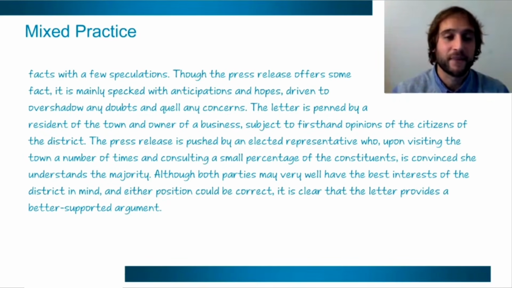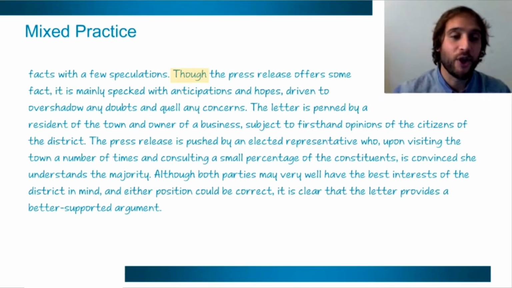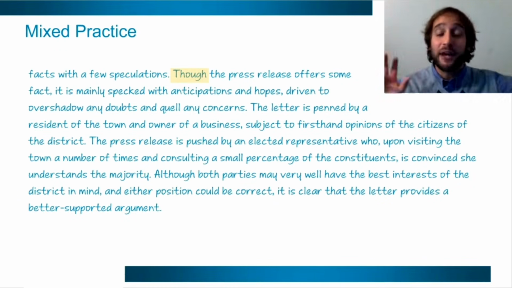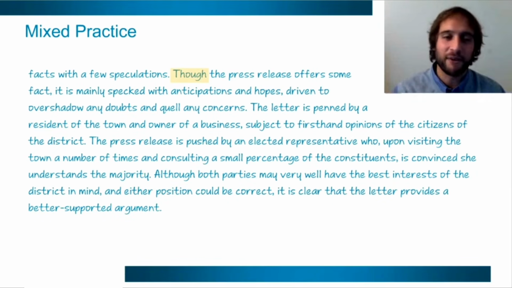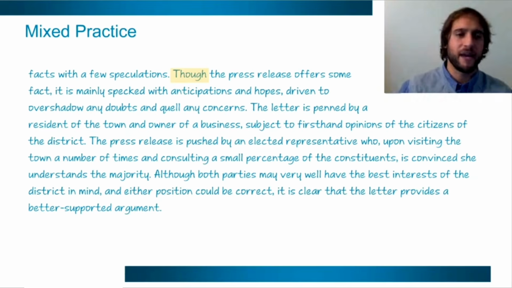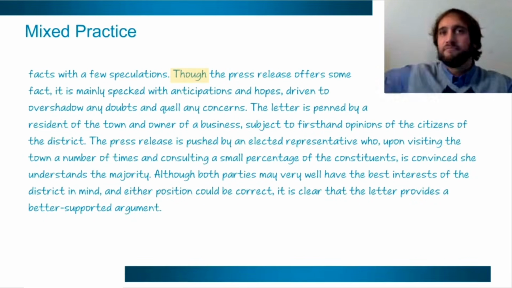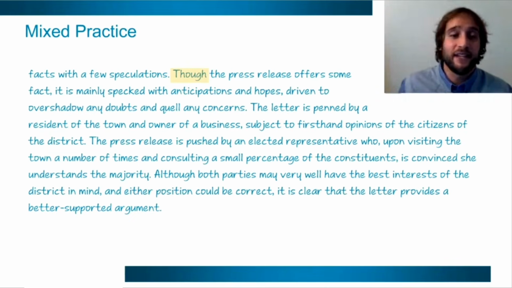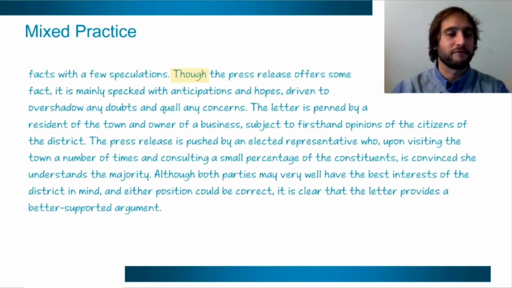Okay, let's keep reading. Another contrast keyword. Though the press release offers some fact, it is mainly flecked with anticipations and hopes, driven to overshadow any doubts and quell any concerns. Notice how that sentence construction does something very similar, right? This time, we throw away our concession at the beginning. Yeah, it offers some facts. But even that language, we're already gearing up to knock it down. Yeah, it's some facts, but it's anticipations, it's hopes, right? It's just wild speculations that, yeah, this will probably happen with really no support. Great juxtaposition of those two sentences and how they operate.